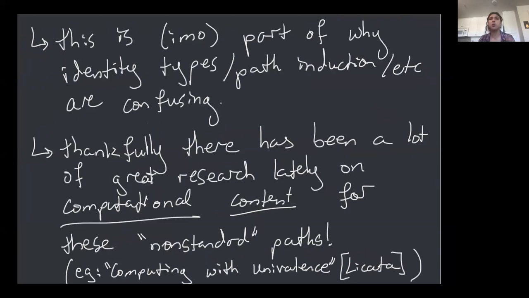And I think this is one of the reasons why path induction and identity types in general are confusing to beginners, because the computational content is a little bit harder to wrap your head around. It's consistent that the only paths are REFL. So anytime you're proving stuff by path induction, you can just check it for REFL and you magically get proofs that look at their face to be much more general.